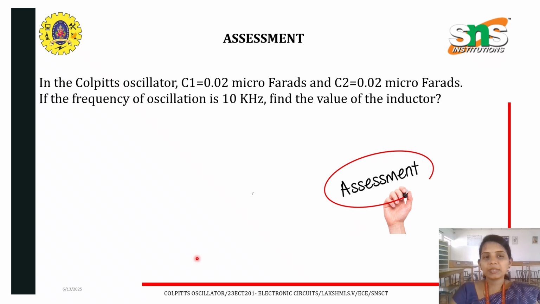Today's assessment question: in the Colpitts oscillator, the capacitances C1 and C2 are given and the frequency value is given as 10 kilohertz. We have to find the value of the inductor. With the help of the frequency of oscillation equation, you can calculate the value of inductance by applying it in the formula which we have discussed. f is equal to 1 by 2 pi root of (C1 plus C2) by L C1 C2. Applying this formula, we obtain the value of the inductance.